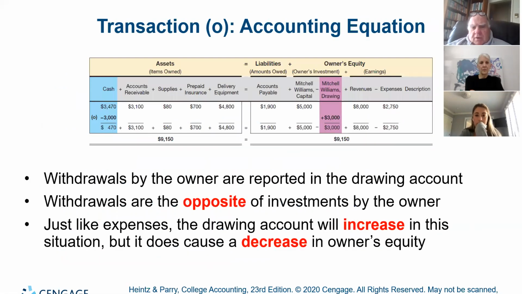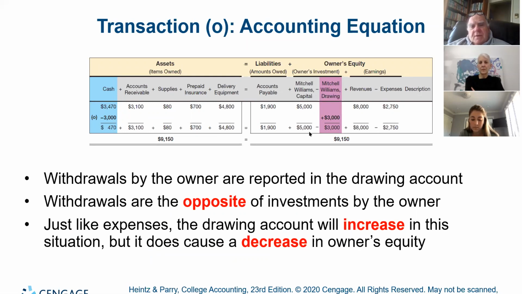So let me talk about the drawing a little bit. You can all see those numbers, I take it, right? Clearly. Okay. Drawing. Well, what happened here? Mitchell took $3,000 out. The account called drawing went up by 3,000. But look at your formula. Capital minus drawing plus revenues minus expenses equals the owner's equity. What you're going to learn in the next chapter is that's called a contra account.